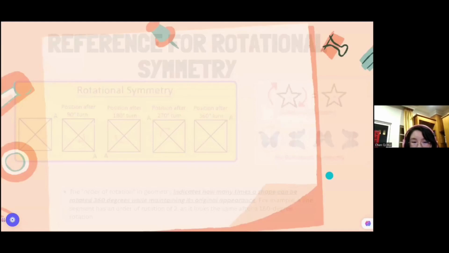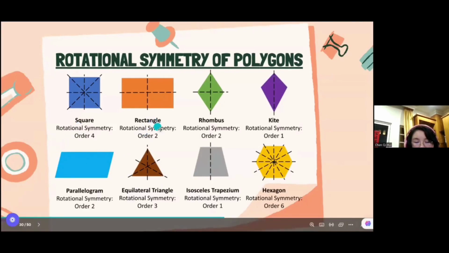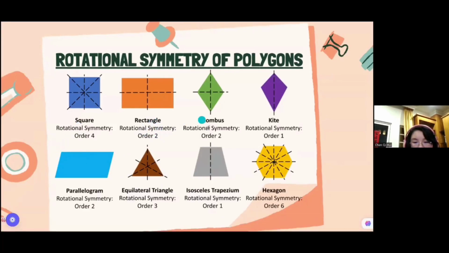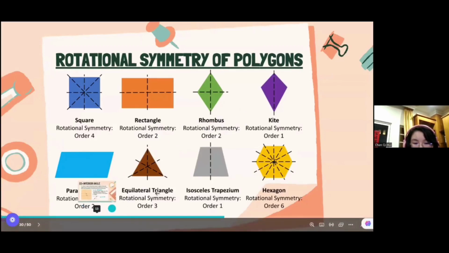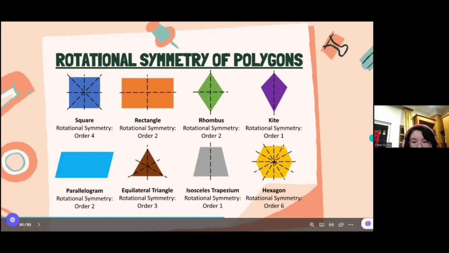Rotational symmetry of polygons. Square has a rotational symmetry of order 4, and rectangle has an order of 2. Rhombus has an order of 2, kite with an order of 1, parallelogram with an order of 2, equilateral triangle with an order of 3, isosceles trapezium with an order of 1, and a hexagon with an order of 6. To know all of this, you can try turning the shapes to find out if the information here is true.